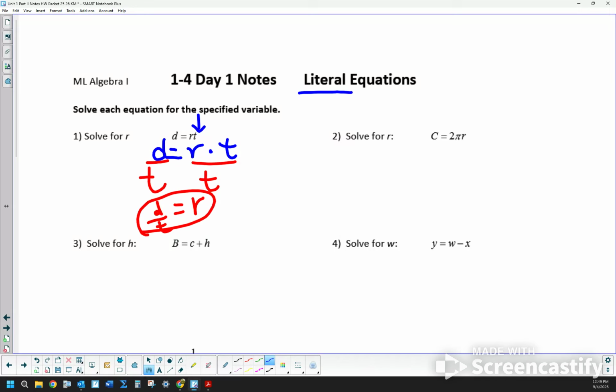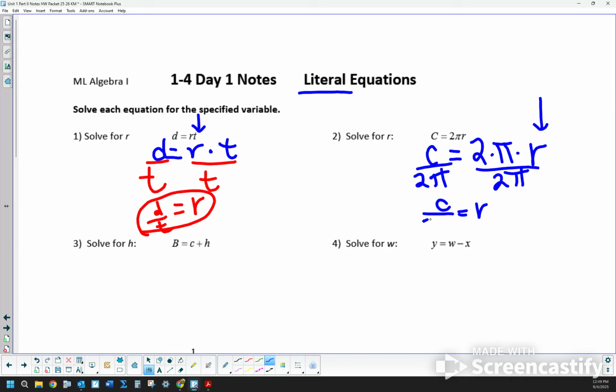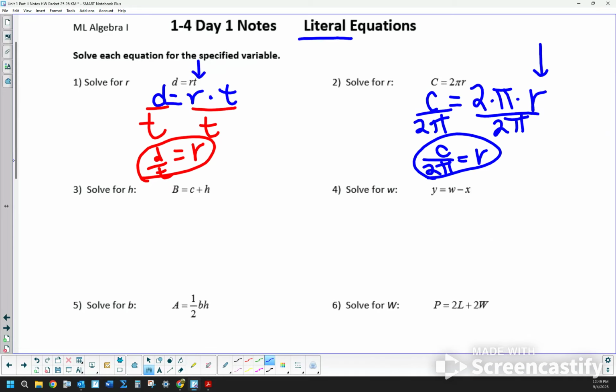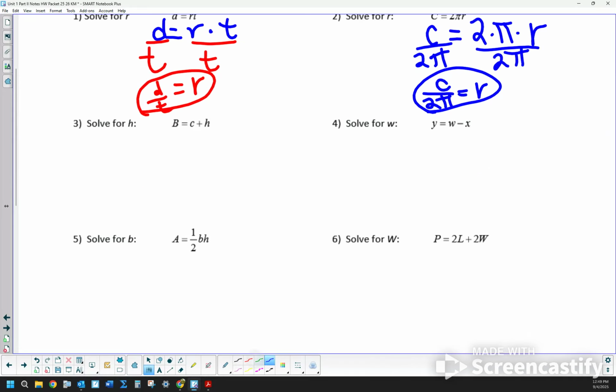Number 2 is c equals 2 times pi times r. To get r by itself again, these are being multiplied, so to undo that, we're going to divide by 2 pi. And so r equals c over 2 pi. And that's really all we need to do, is solve for the variable that they're asking for.